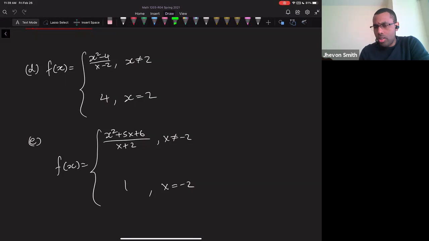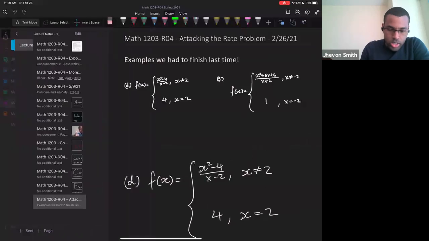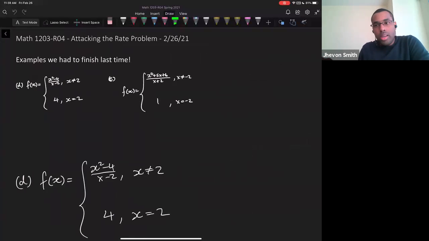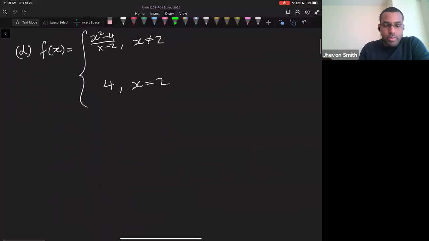And so hopefully we can go a little bit quicker with these because we now know the main ideas and we just recapped them. So, examples we had to finish last time are these two, D and E. So let's begin. Let's start with D.